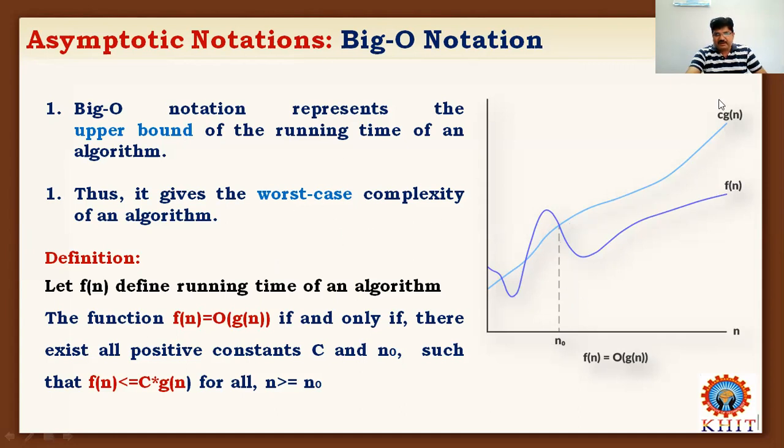The function f of n equals big O of g of n if and only if there exist positive constants c and n naught such that f of n is less than or equal to c into g of n for all n greater than or equal to n naught. That is considered as big O notation.